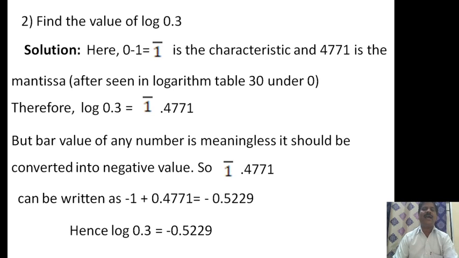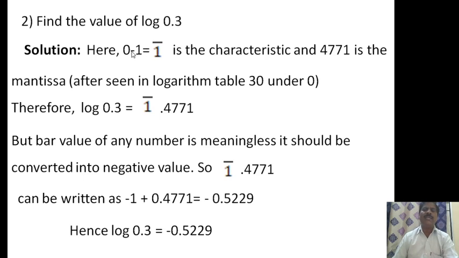Now, next I take another example for finding the logarithm value. Find the value of log 0.3. How does it work? Solution: here the decimal point is here. The 0 on the left side of the decimal is not a digit here. You can write 0.3, so the digit count is nil, that is 0.